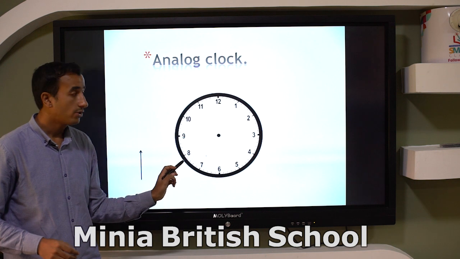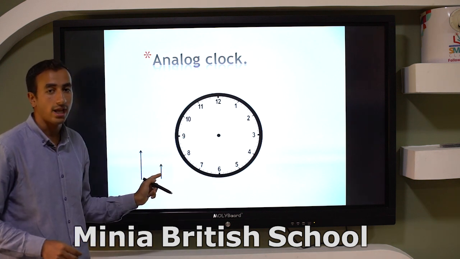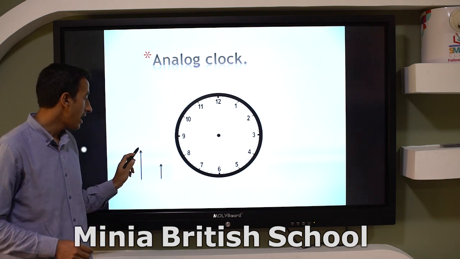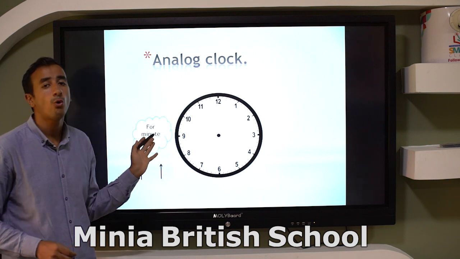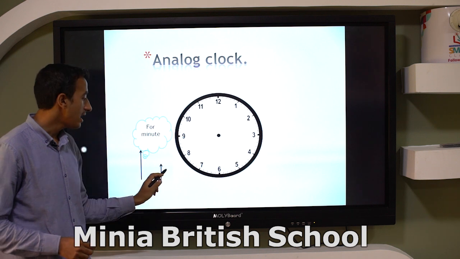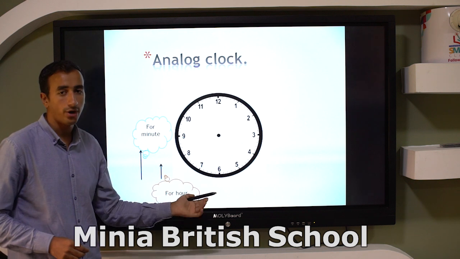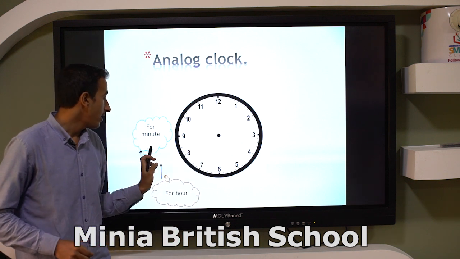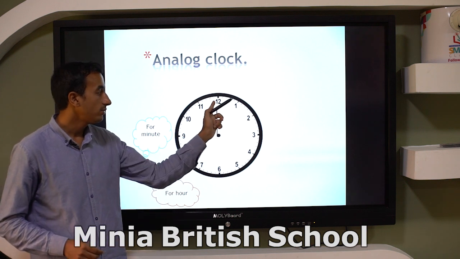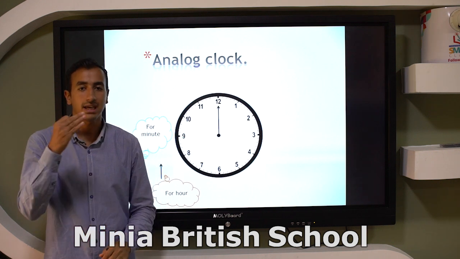In this analog clock we have two hands, the short hand and the long hand. First, study the long hand. The long hand means minutes. And the short hand means hours. It refers to hours. So if the long hand stops at 12, it's o'clock.